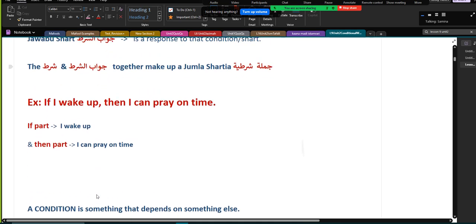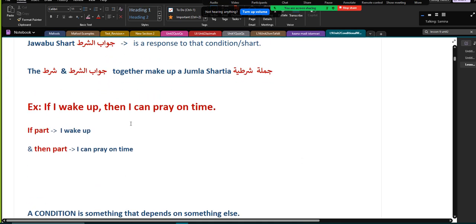Okay. So for example, if I wake up, then I can pray on time. So what is the if part here? I wake up. That is the shart part. And what is the jawabu shart? Then I can pray on time is the jawabu shart.